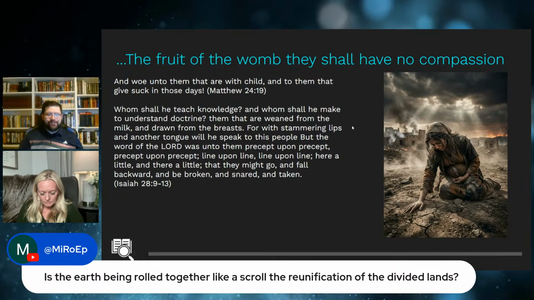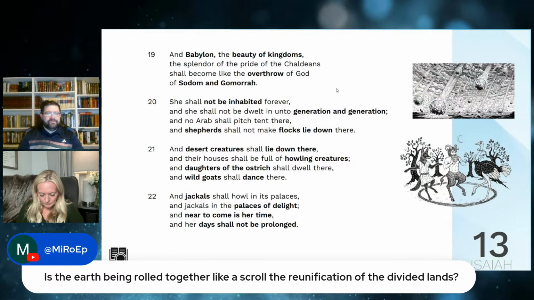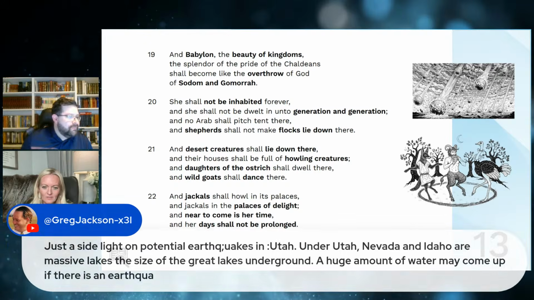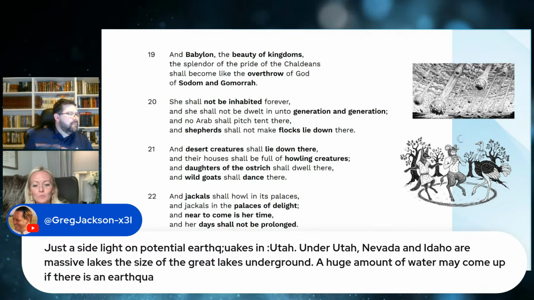All right, let's go with the next. Greg just mentioned there's massive lakes. I was just reading that real quick. I know there's supposedly tons of water underneath there that could potentially play into a huge problem. Yeah, speaking of liquefaction. Joseph Smith said that there's going to be a massive earthquake, I think in the Mississippi River, that will divide the nation in two. But I don't know.